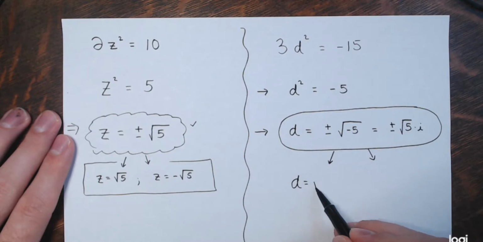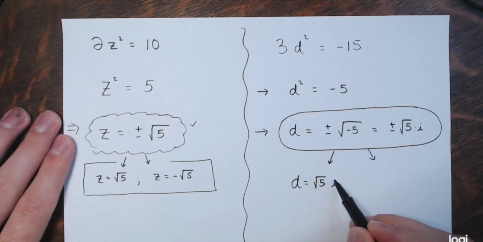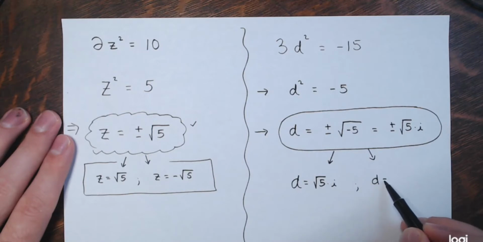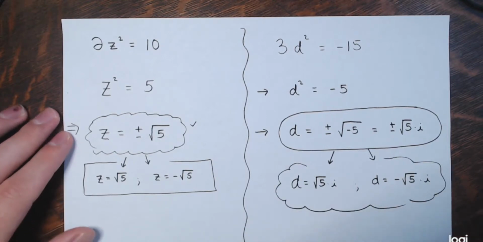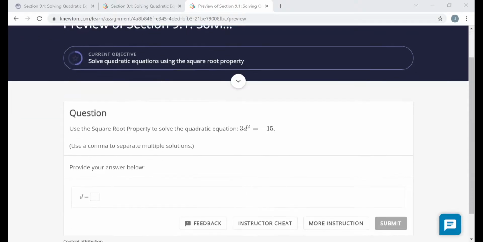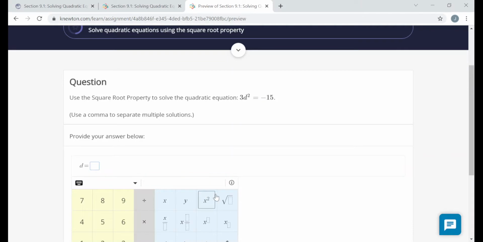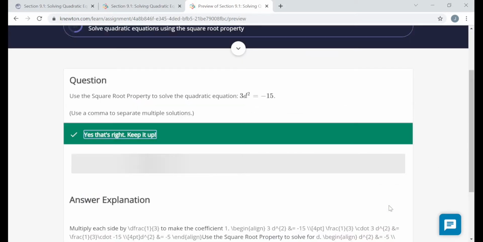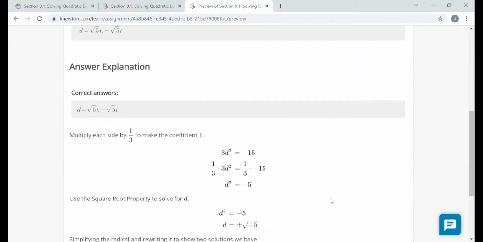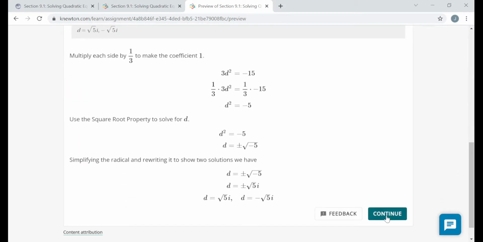One is just the square root of 5 times i. And the other one is negative square root of 5 times i. And this is what we want to enter with a comma separating them. So, square root of 5 times i, comma, and then negative square root of 5 times i. Great. So, hopefully after watching a few of these they seem simple enough.